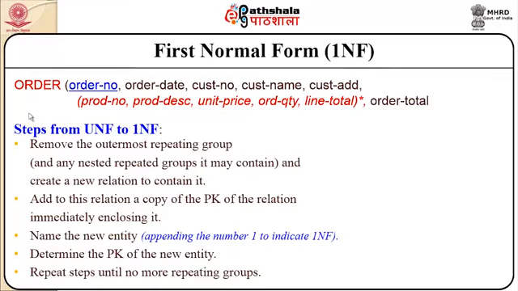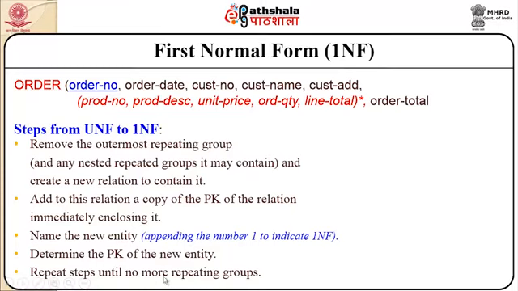So, every relation should carry its primary key that has been assigned originally. Further, after having been split into this particular relation, this table can have its own primary keys. So, add to this relation a copy of the primary key of the relation immediately enclosing it, name the new entity, and determine the primary key of the new entity. The actual primary key which was assigned for the order table need not be the primary key for this table also. There can be composite keys involved.